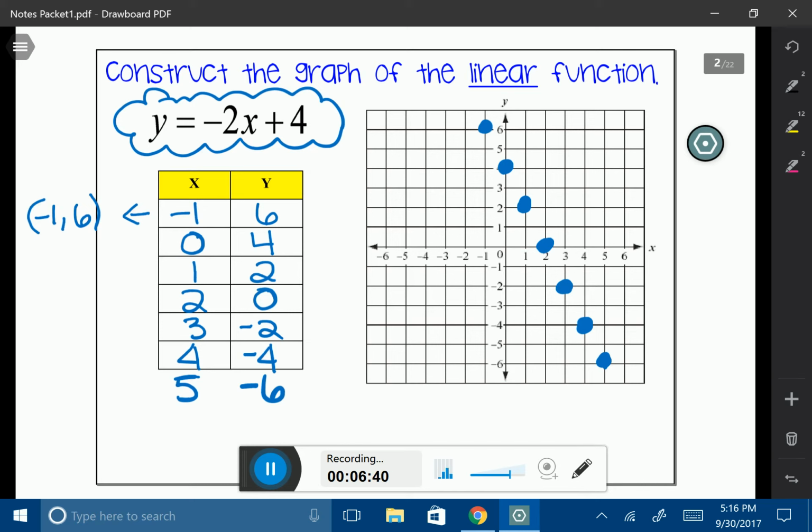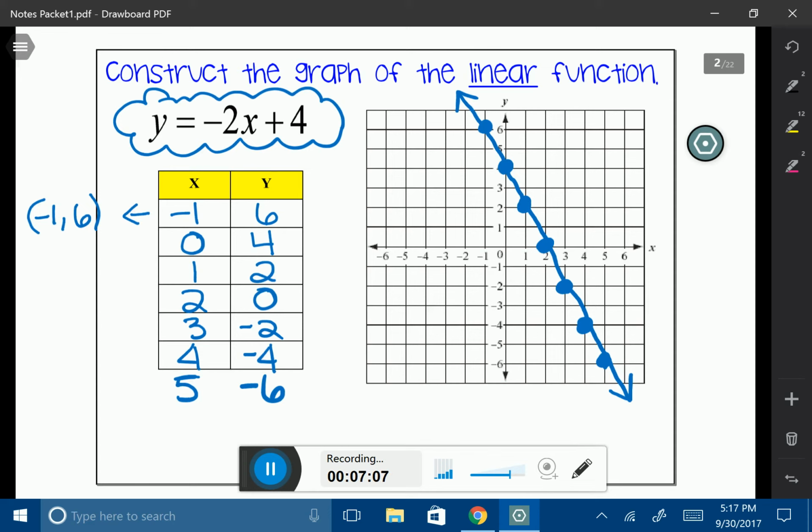So now that we've got all of our points plotted, because this is a linear function, meaning it has a y equals something x plus something, this is actually going to construct a line. So going through all of the points, you want to draw a nice straight line. Now, the line is actually going to have arrows at the end, meaning that this line is going to continue on and on and on in both directions forever.